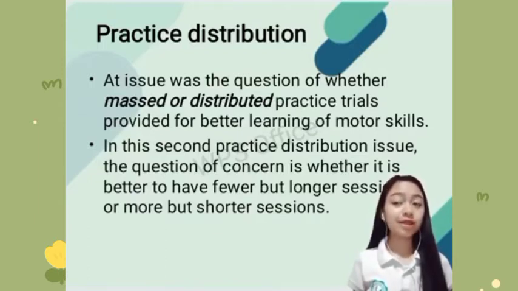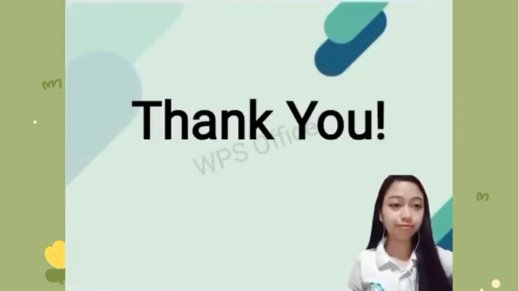The next, or the second, practice distribution issue that they are focusing on is the question of whether it is better to have fewer but longer sessions or more but shorter sessions.